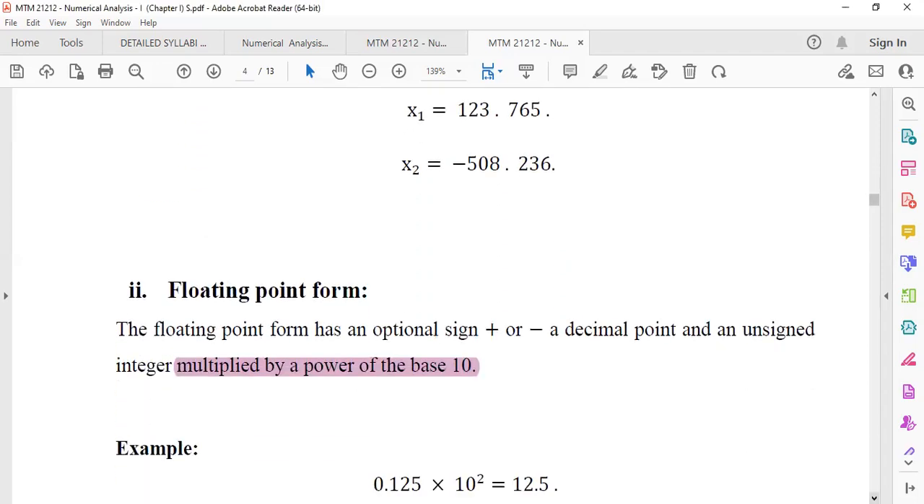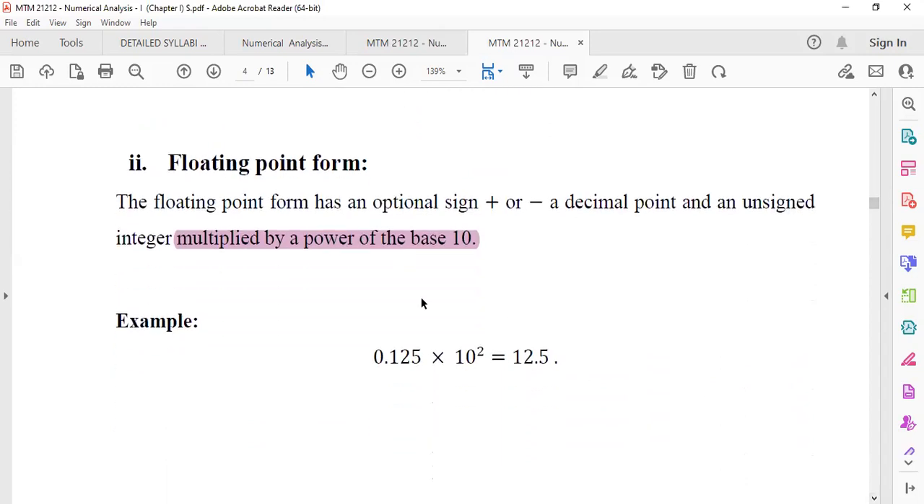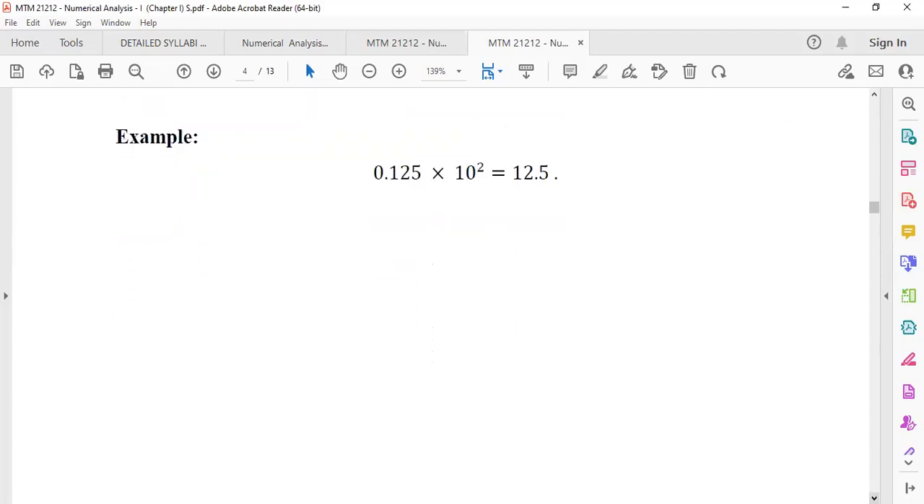If we go to the floating point form, the number can be written according to the multiplied power of 10. For example, 125 can be written in this floating point form as 0.125 times 10 to the power 2, or 1.25 times 10 to the power 1, something like that. Anything multiplied by the power of the base 10 is recorded as a floating point form.